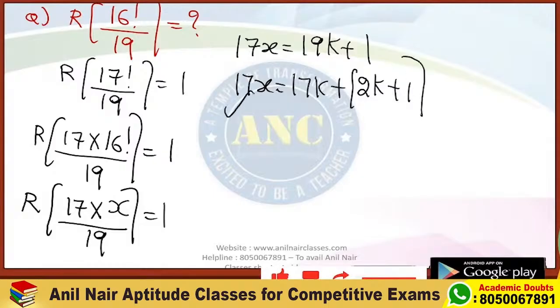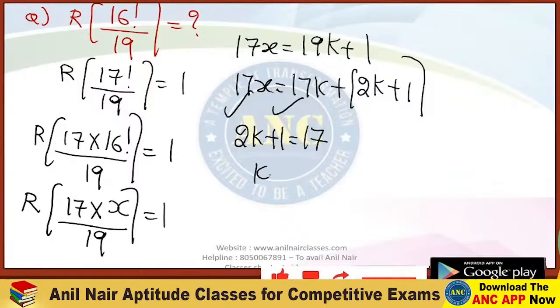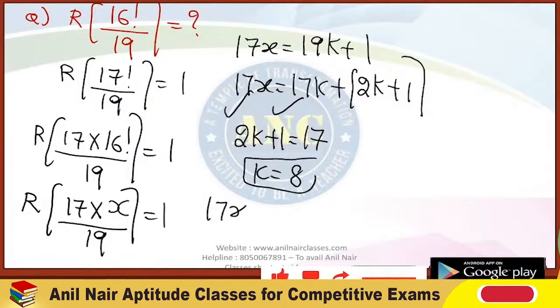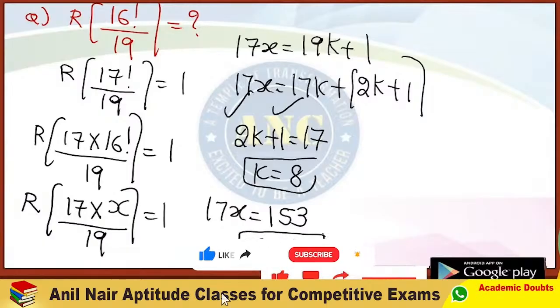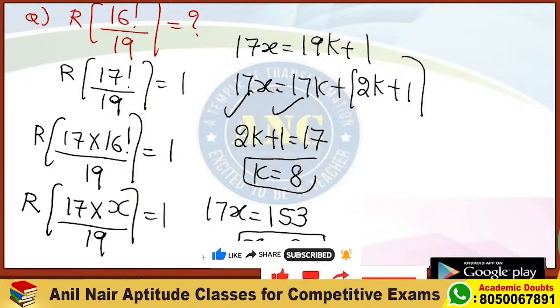17x is divisible by 17, so 2k plus 1 should be divisible by 17. The value of k is 8. So 17x is equivalent to 152 plus 1, which is 153. X is nothing but 9. 9 is nothing but 19 minus 1 by 2. 19 minus 1 is 18, and 18 by 2 is nothing but 9.